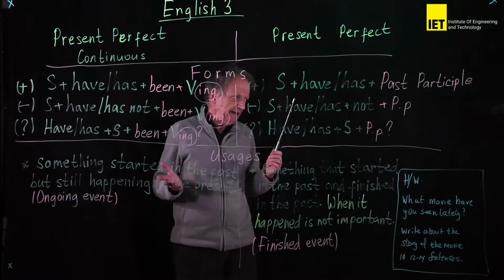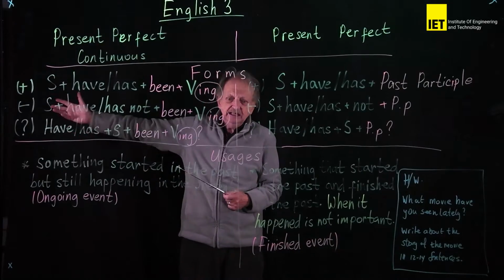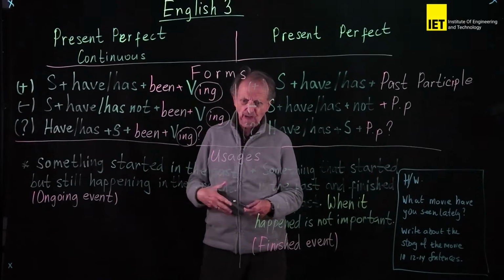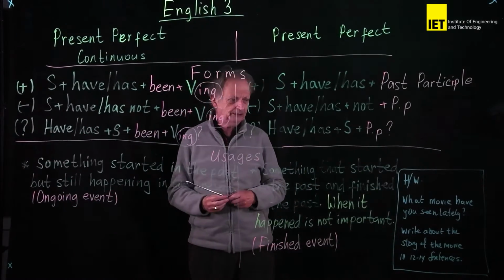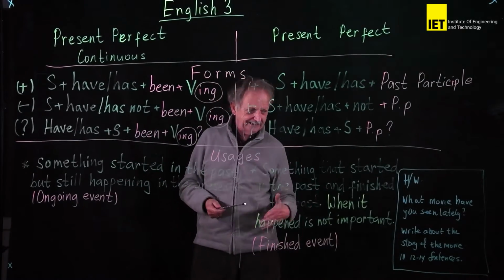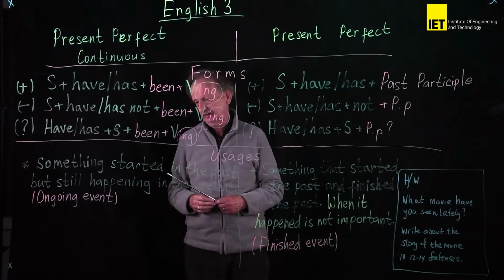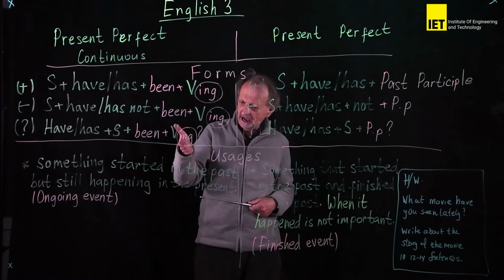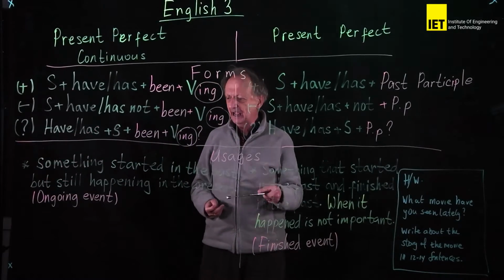Something, some event, whatever it might be, that started in the past, last week, last month, last year, but it's still happening in the present, in the now. So something you started doing in September, 3 months ago, but you are still doing that now. So it's what we call an ongoing event, still spending time on doing that. It's ongoing. It's not finished yet. It might finish next week, next month, next year. It doesn't matter. So something started in the past, last week, last month, but it's still happening now.